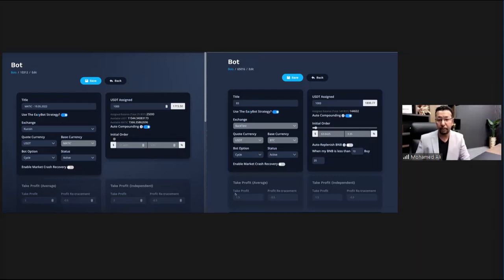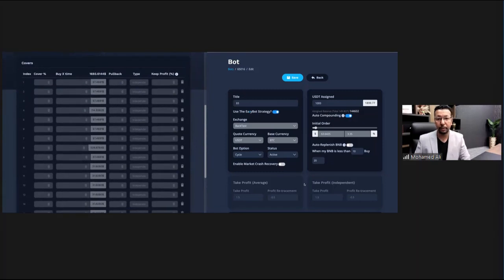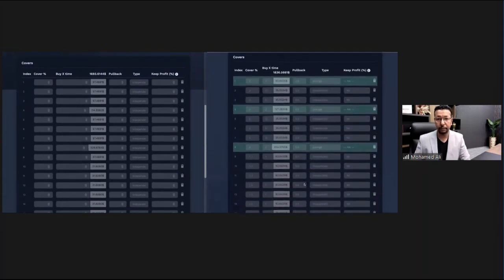Here, the take profit on the previous one was 1.5%. We have increased this to 3% on the new one. When you look at the take profit independent, we increased that from 1.5% to 2%. This is the first change. The percentage of the amount that we're using at the initial trade is still the same, 3.35% of the capital. Now let's scroll down and show you the other details about the covers or the orders.